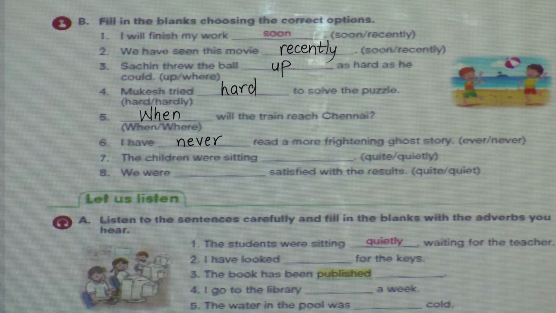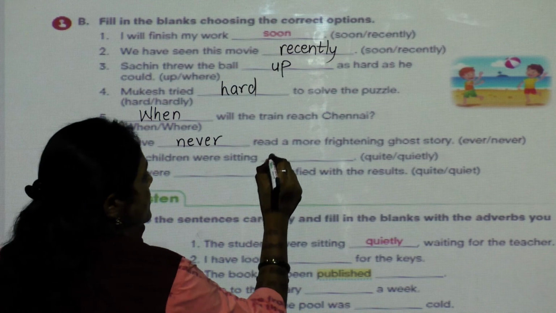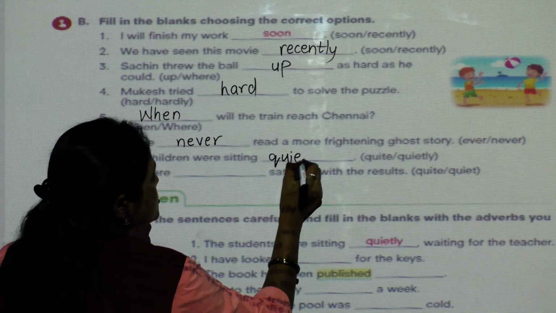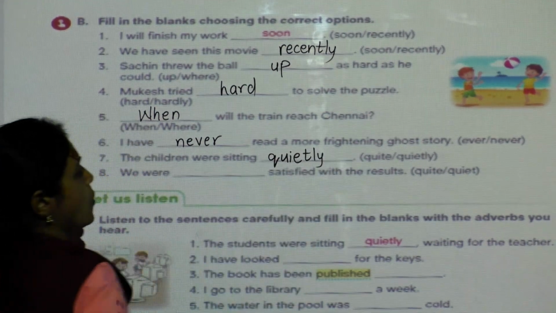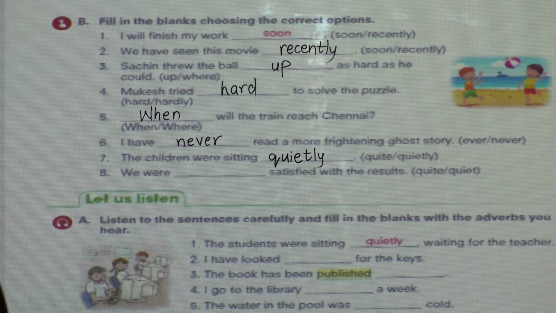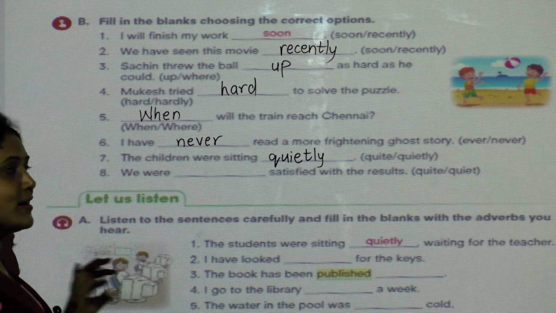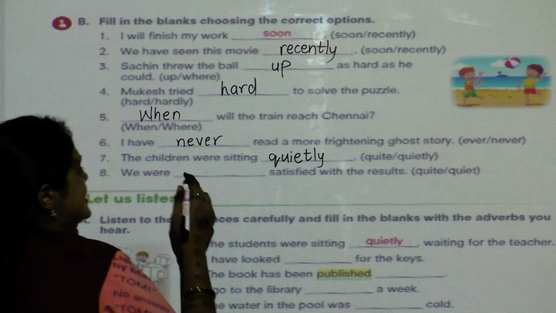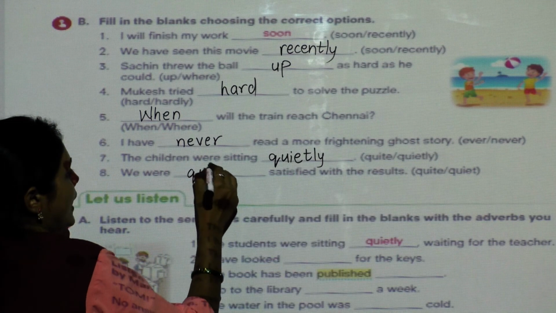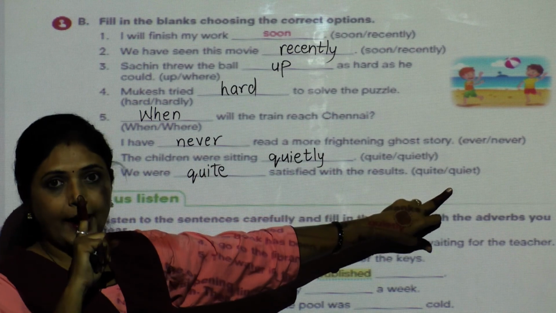Next, the children were sitting quiet or quietly. The children were sitting quietly. We were dash satisfied with the results. Quite, quite. Both are same. So which is the correct one? Q-U-I-T-E is quite, and Q-U-I-E-T is quiet.